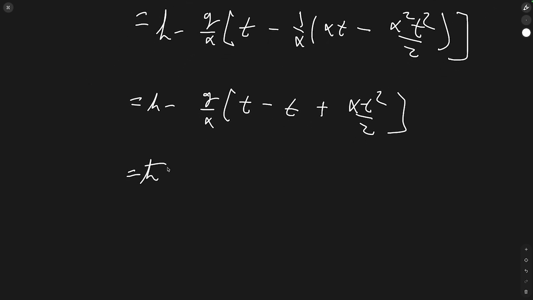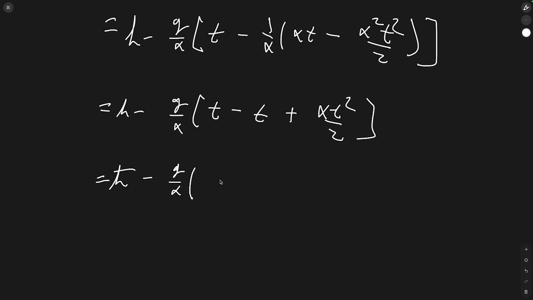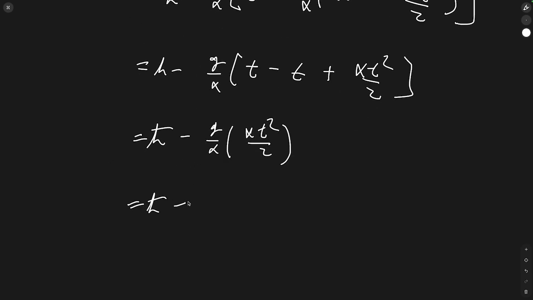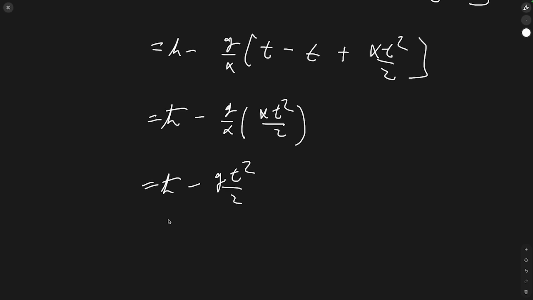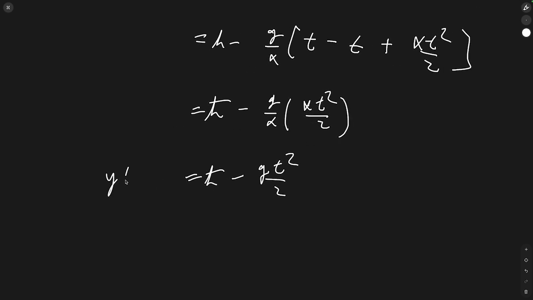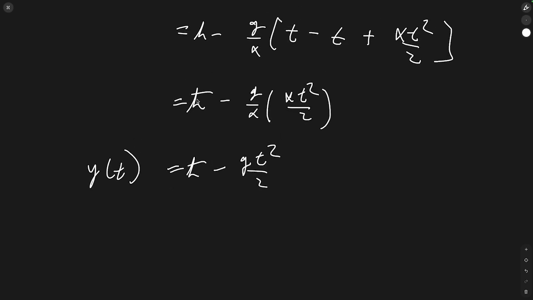This is going to be g over alpha times alpha t squared over 2. And then we have alpha and alpha, so g t squared over 2. All right. So this is position, right? The height of the ball. And by the way, this should be h, not h bar.